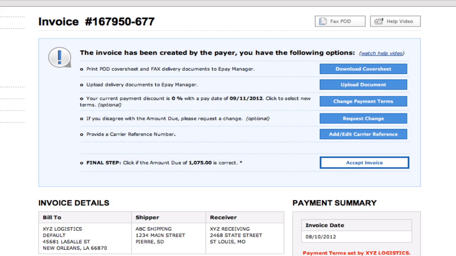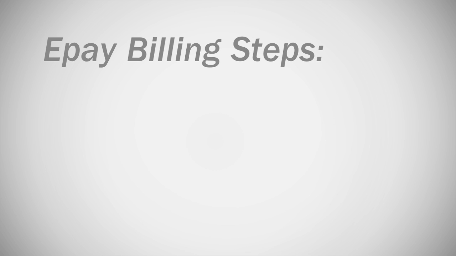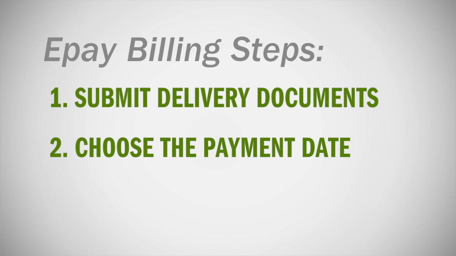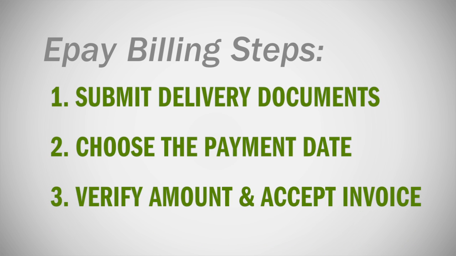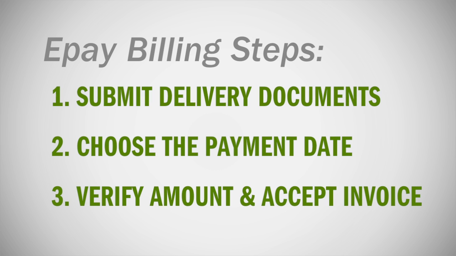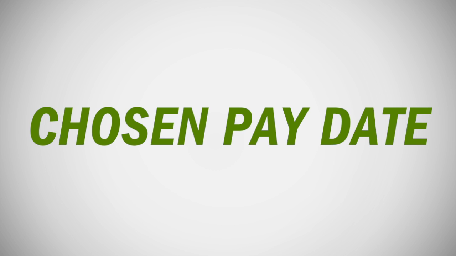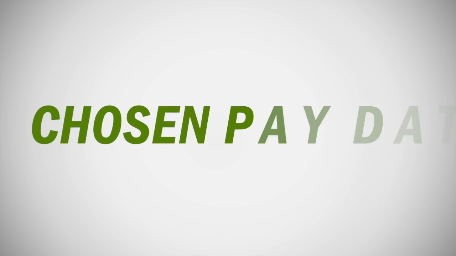In most cases, you'll perform the following steps to get paid. Submit delivery documents. Choose the payment date. Verify the amount due and accept the invoice. It's a quick and easy process that ends with a direct deposit into your bank account on your selected date. Here's how to do it in 3 easy steps.